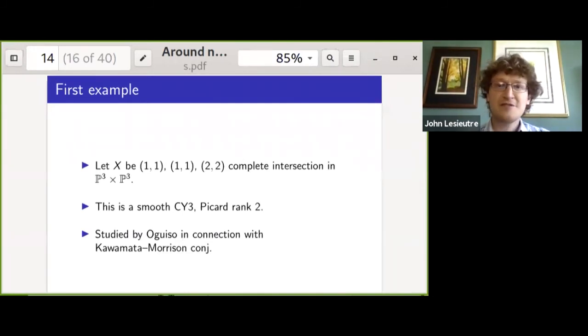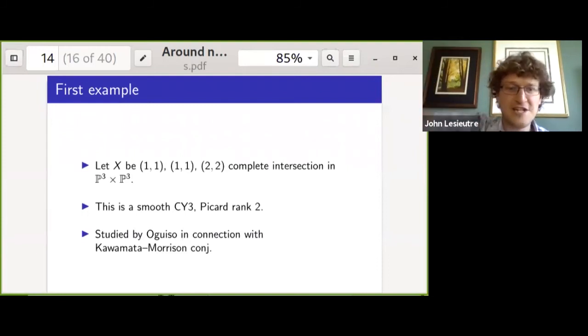But now here's what you could do. Here's the interesting thing about this variety: if I take the projection from X down to either one of the factors P3, that's a generically 2-to-1 map. And so there's a covering involution associated to this map. Now there's a catch. This involution is only a birational involution.